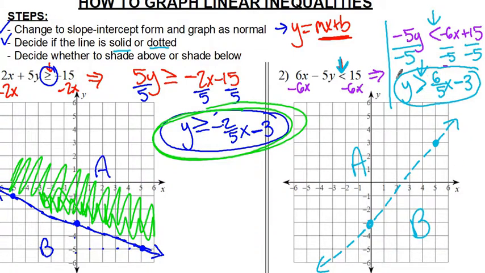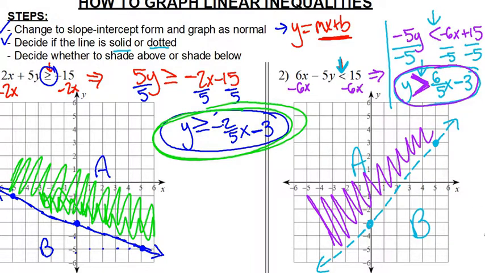Which region has this being true, or y is greater than? And you might have played that arcade game Pac-Man, where Pac-Man always eats the bigger number. That's why I'm saying y is greater than, because the sign is opening towards the y. So y is greater than, and greater than means we're going to shade up here in region A, where it's above the line. So that is how we graph linear inequalities. Hopefully that makes some sense.